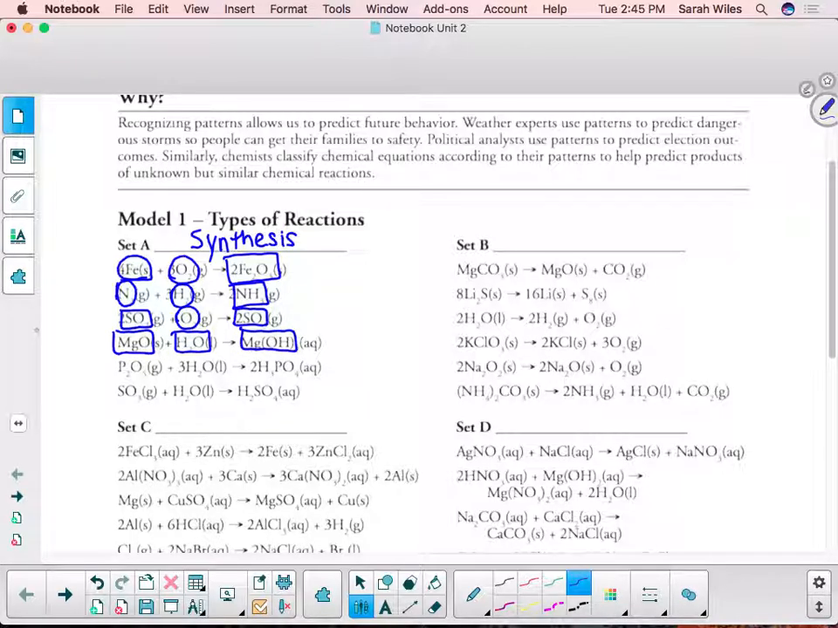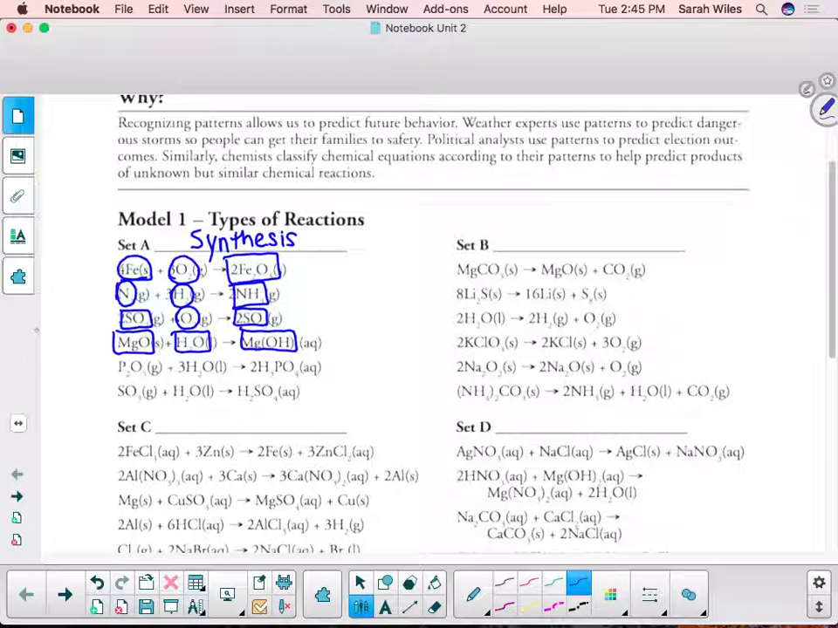Now, the difference between an element and a compound is an element has one capital letter. It represents one thing from the periodic table. A compound has 2 or more capital letters. Doesn't matter how many, just 2 or more.